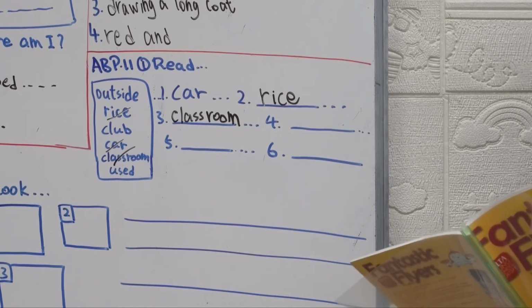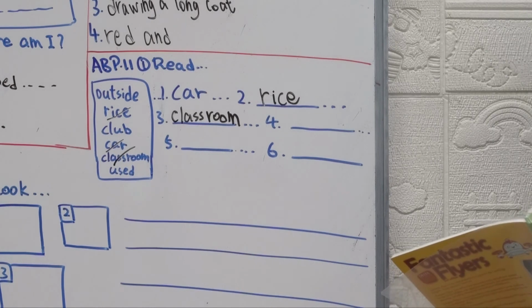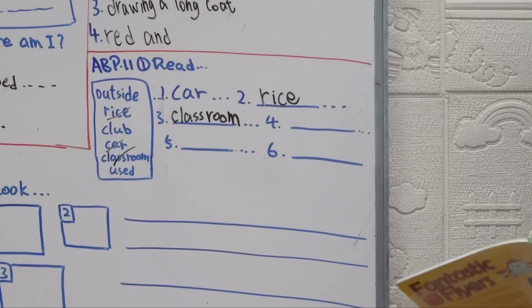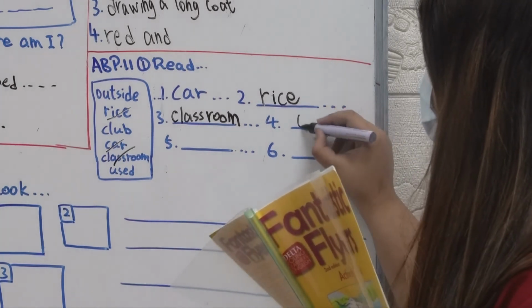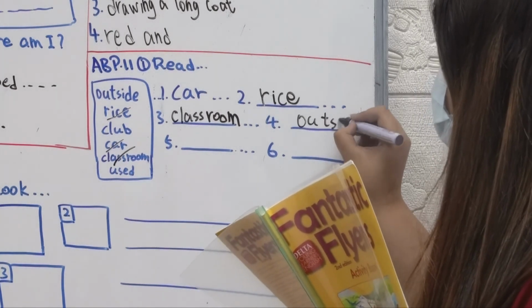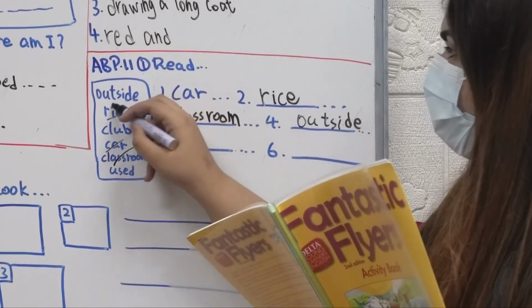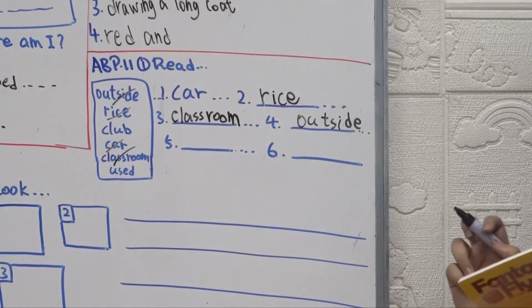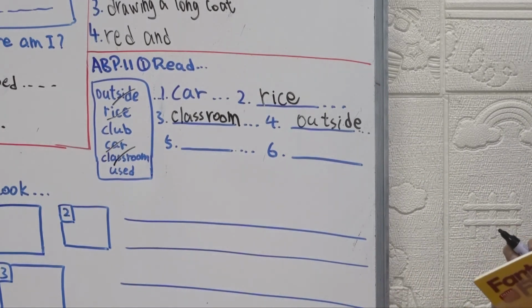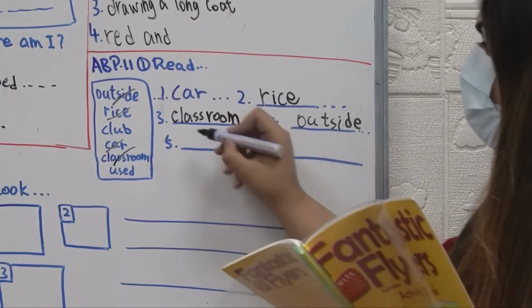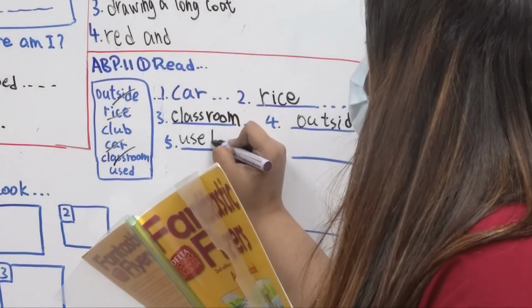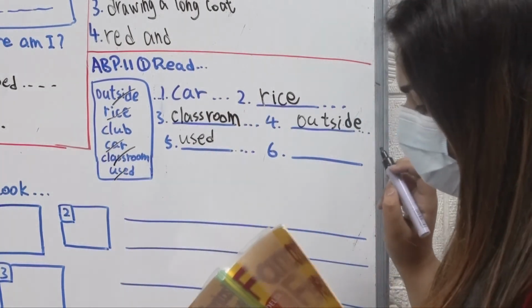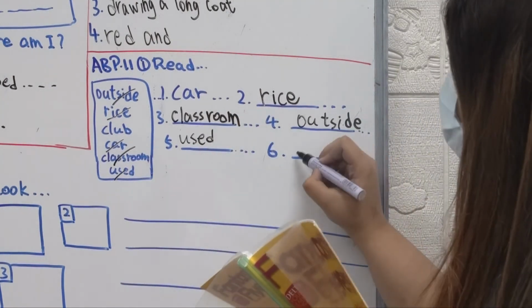Keep going. At the first break, I went outside in the playground. At the second break, I stayed inside and used the computer. After school, I went to music club.